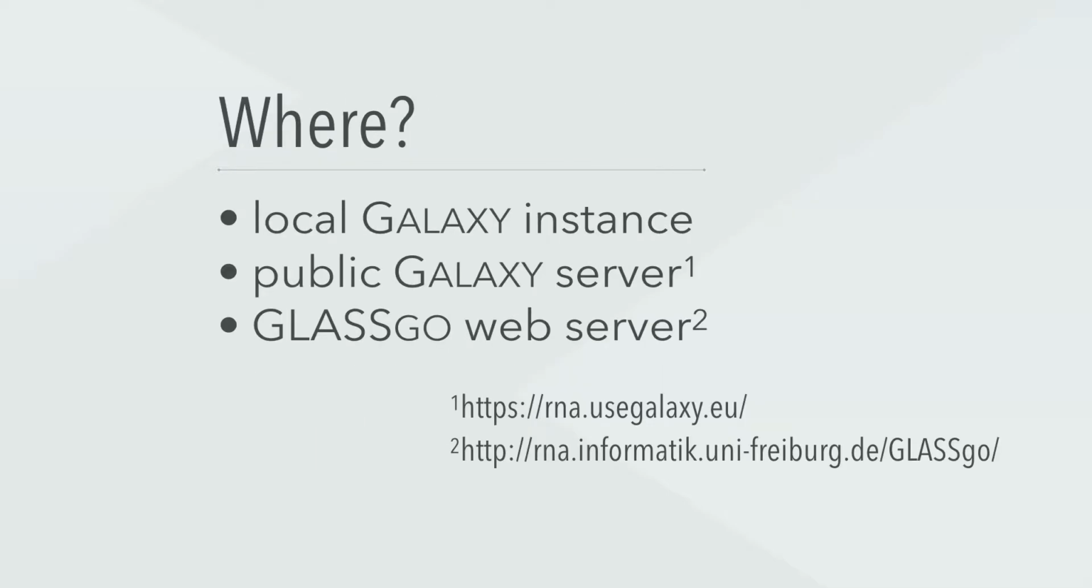Now where can we use GLASSgo? GLASSgo can be installed on a local Galaxy instance, for which we have provided another video that deals with the installation and setup. However, we recommend using the European Galaxy server that includes tools with the focus on RNA. On there, GLASSgo is ready to use, and it provides a powerful underlying architecture that is accessible to everyone. And lastly, the GLASSgo web server can also be used, and it provides the identical user experience.